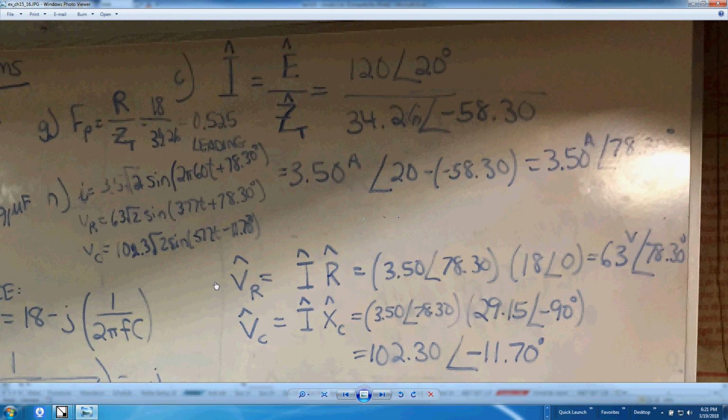And then V sub c, its magnitude is 102.3 times the square root of 2 sine of 377 t minus 11.70 degrees, which I got from here. So those are the three sinusoids. I would multiply this out, not leave it this way, but give an actual number instead of a radical 2 like it is.